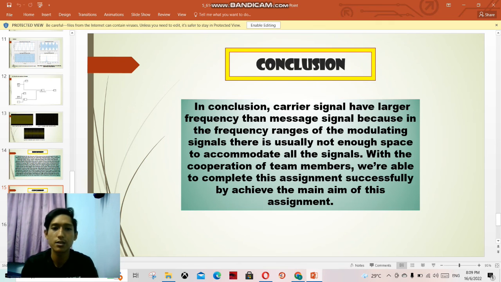So the next slide is the conclusion of this assignment. We see that the carrier signal has a larger frequency than the message signal because in the frequency range of the modulating signals there is usually not enough space to accommodate all the signals. With the cooperation of team members, we are able to complete this assignment successfully by achieving the main aim of this assignment.